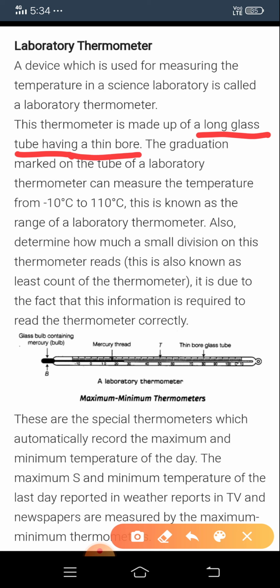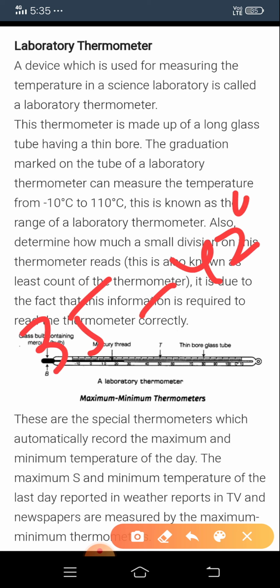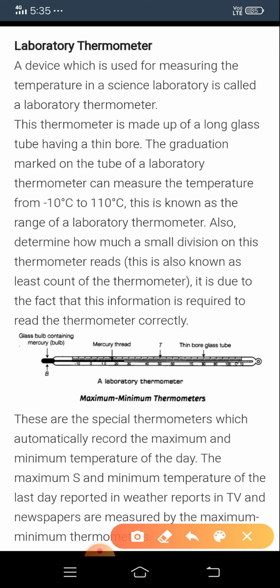The graduation marks on the tube of a laboratory thermometer can measure temperatures from minus 10 degrees Celsius to 110 degrees Celsius. But the clinical thermometer range is 35 to 42 degrees Celsius, and the human body temperature is 37 degrees Celsius. The laboratory thermometer range, minus 10 degrees Celsius to 110 degrees Celsius, is known as the range of laboratory thermometers.